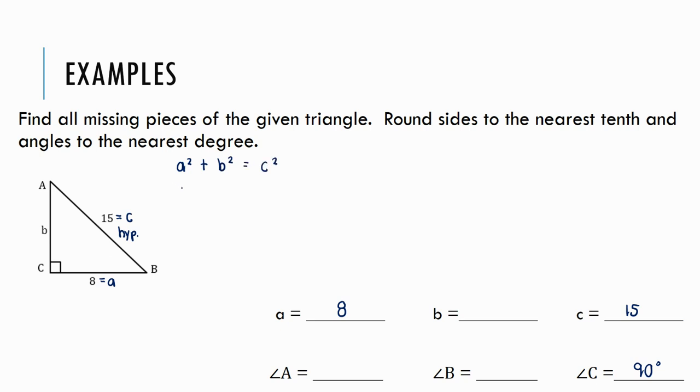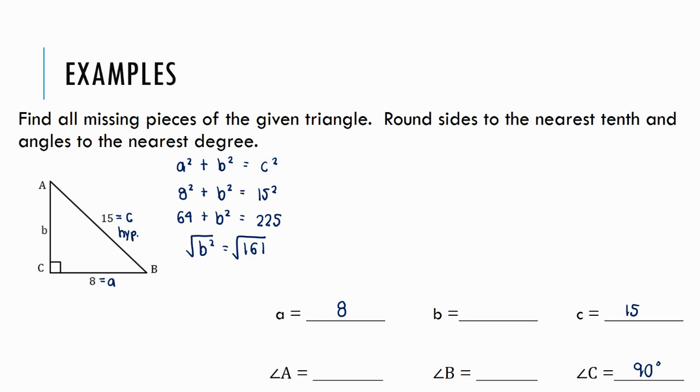So let's plug in what we know. A is 8, b is what we're trying to find, c is 15. So 8 squared is 64, 15 squared is 225. I'm going to subtract 64 from 225. That gives me 161. To get rid of a square, we're going to take the square root. Normally, when you take the square root, you get 2 answers, but because we're finding the length of the side of a triangle, we want to keep it positive.